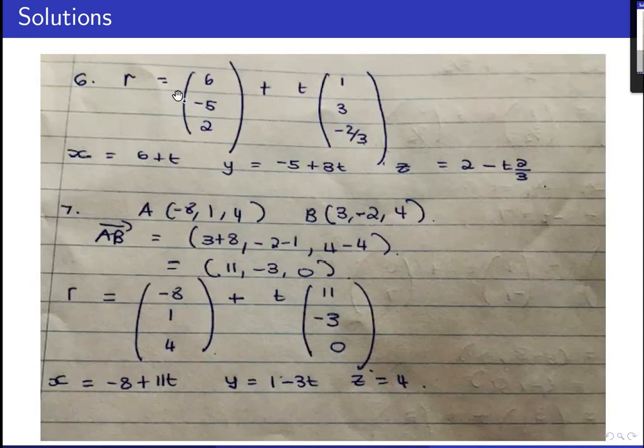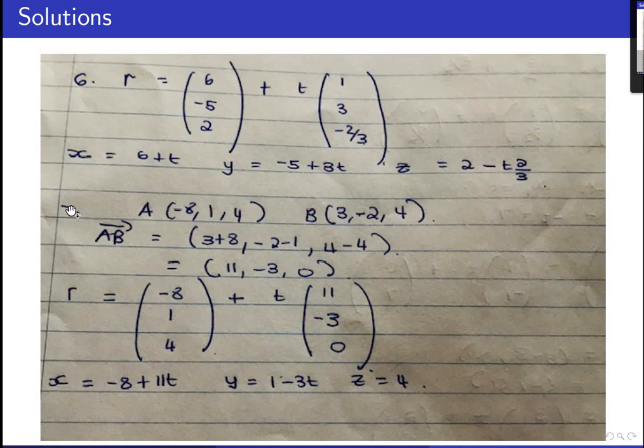We were given the initial point as well as the direction vector. So the parametric equation is x = 6 + t, y = -5 + 3t, and z = 2 - (2/3)t, right?